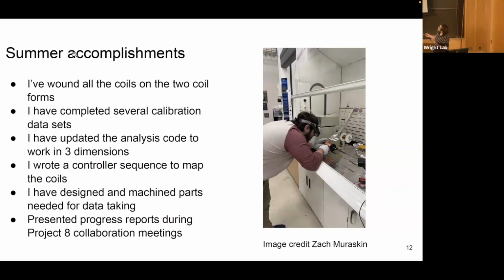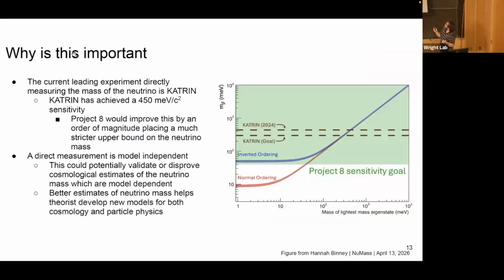Here is a list of some of the things I did, and a picture of me working on the coil. With Talia's help, I was able to wind all of the coils on the trap. I was also able to do some calibration data sets, and updated the analysis code to include 3 dimensions instead of just X and Y. I wrote a controller sequence to map out the effective volume of the coil, and I designed and machined parts needed for data taking and presented progress at Project 8 collaboration meetings.